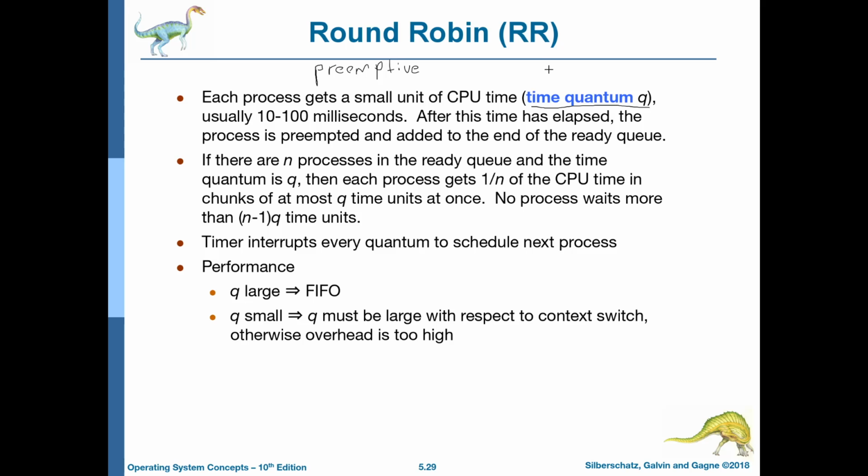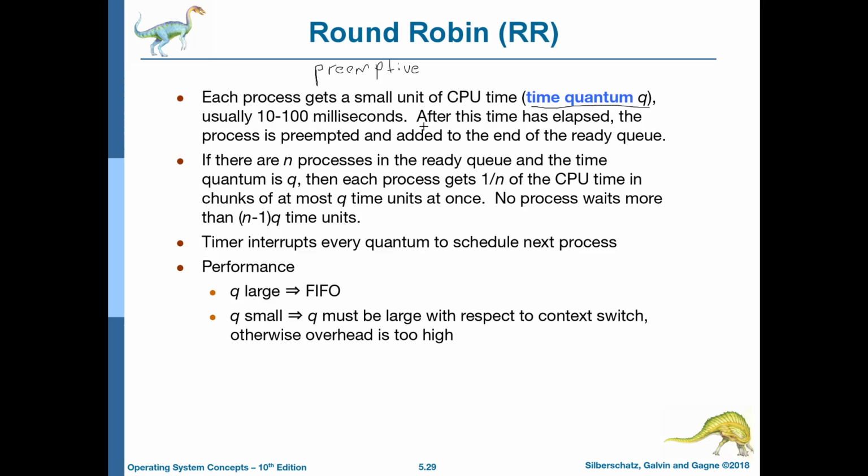This time quantum gives a length of time that a process can run before it is interrupted, and it is interrupted by a timer. This is a special piece of hardware that the CPU has to have implemented for round robin to work. Without the CPU timer, round robin doesn't work.